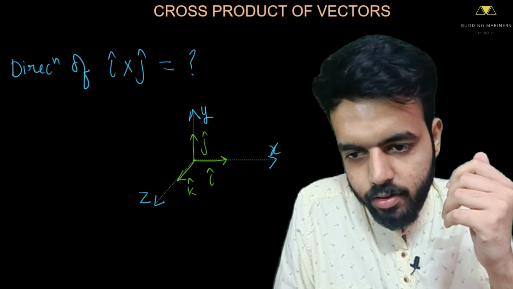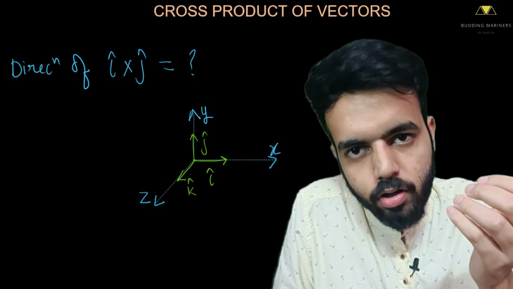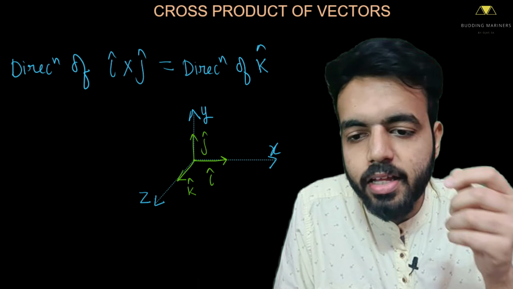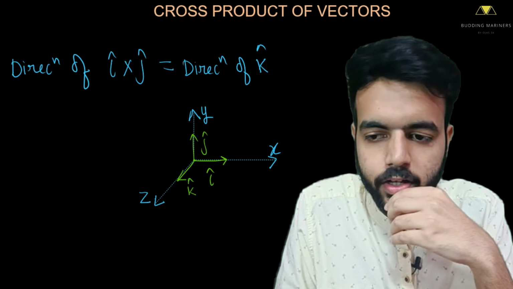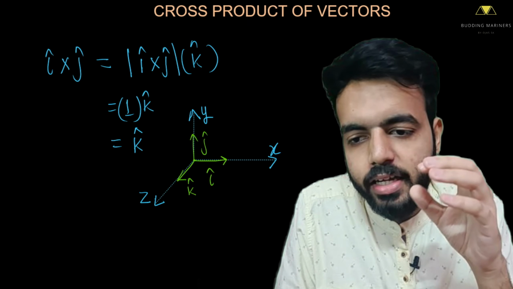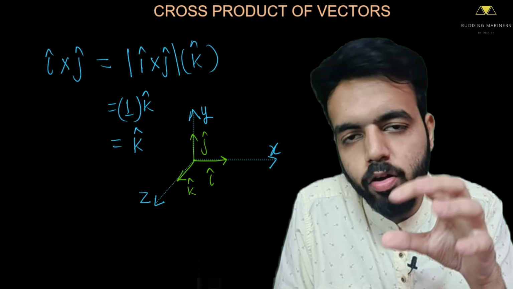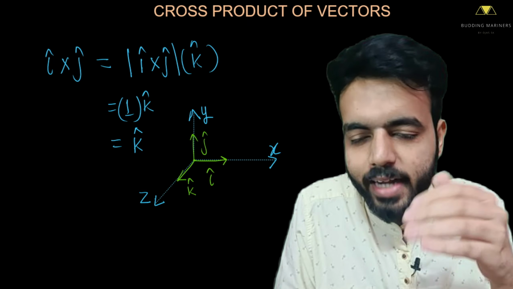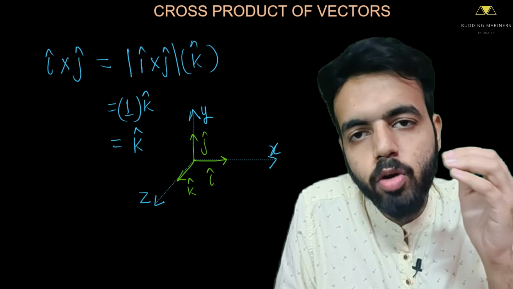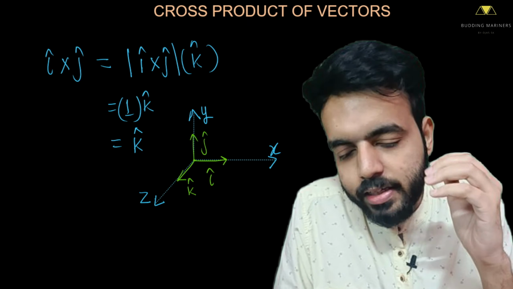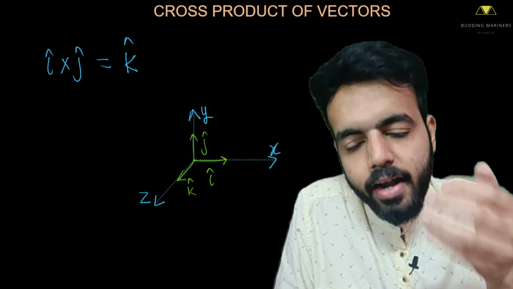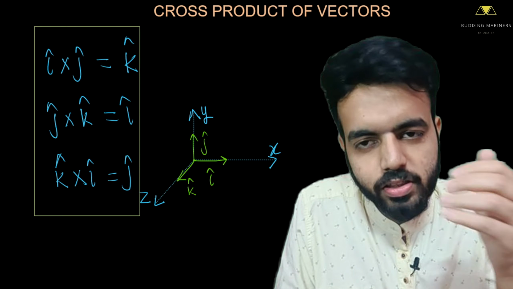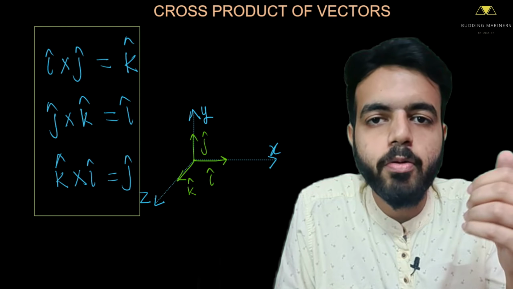Now for direction use the right hand thumb rule, and you will find that direction of I cross J is nothing but direction of K. Okay. So we can say that I cross J is equal to the magnitude of I cross J times the direction of K. So we have 1 times K cap. So we get I cross J is equal to K cap. Okay. Similarly, you can apply this and find for J cross K and K cross I. J cross K will be equal to I and K cross I will be equal to J.